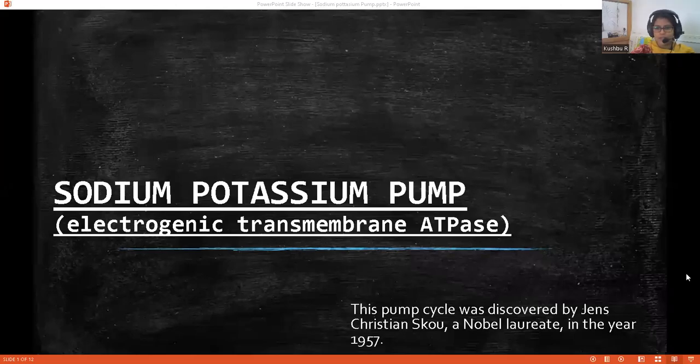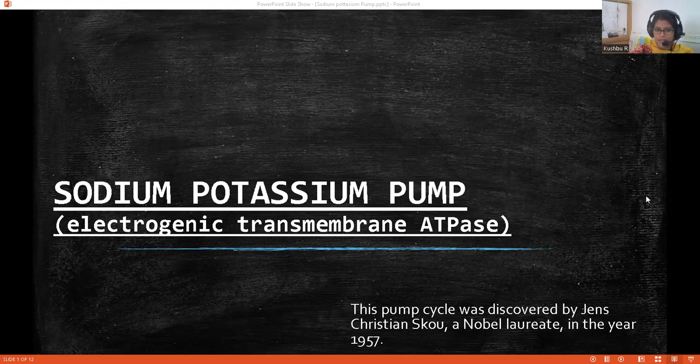Welcome back. In today's class, we will be learning about the sodium potassium pump, which is the best example for active transport of metabolites into the cell. This happens under the influence of the electrogenic transmembrane ATPase enzyme. This happens under the influence of ATP, where the ATPase enzyme is involved to hydrolyze them and facilitate the diffusion.